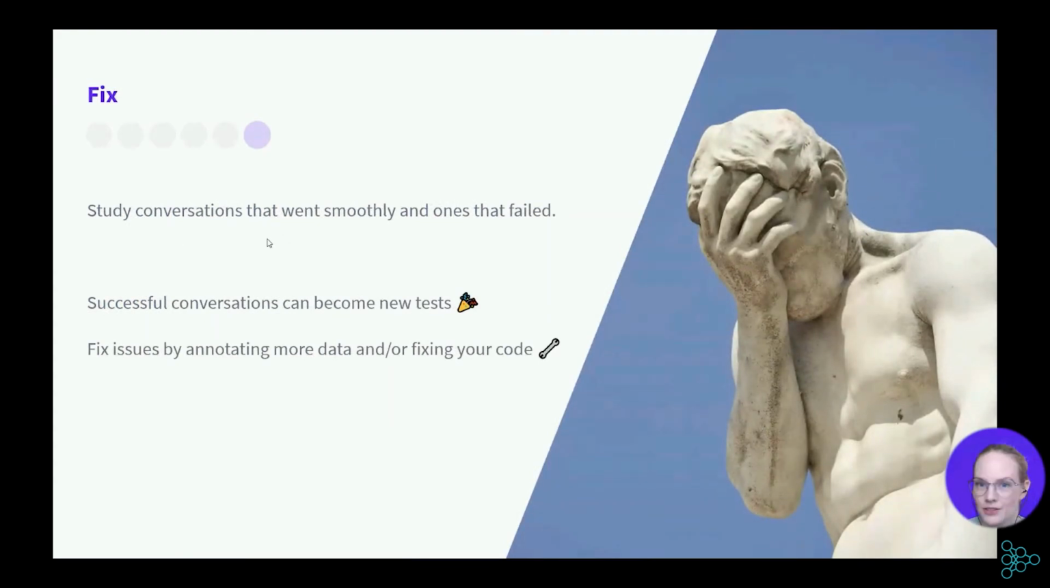And then fixing. So like any software product, you want to make sure that you have a maintenance plan, that you are continuously improving, expanding or removing functionality as needed. And if you're having a lot of successful conversations, you can use those as tests. And if you're having unsuccessful conversations, you can use those as data to annotate and retrain your model and get better performance in the future, hopefully.